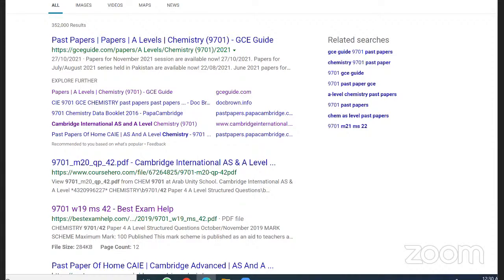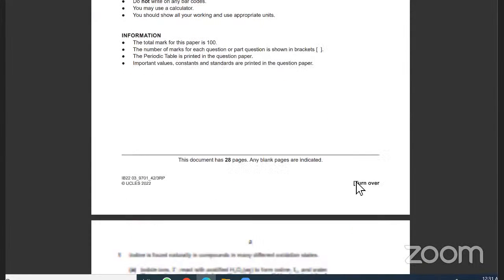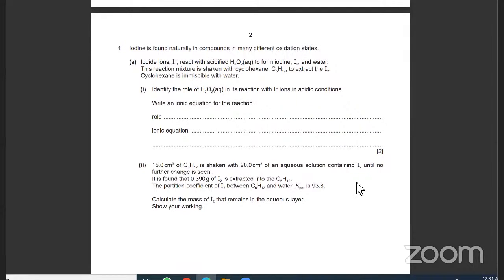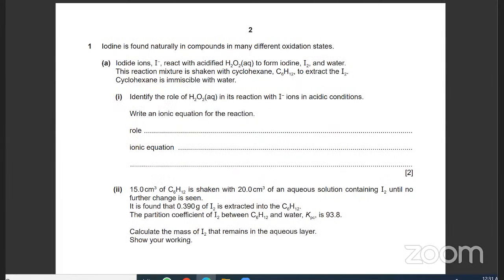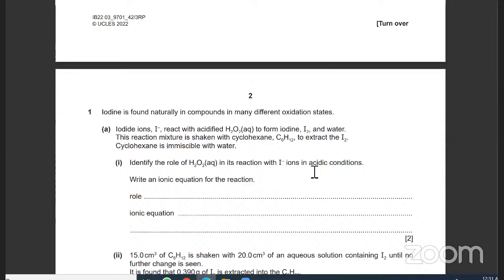Let me try and do one question. Okay. So I've got the paper. 1 second. So this is February, March, right? So which question in this one? Question 2, part B2.